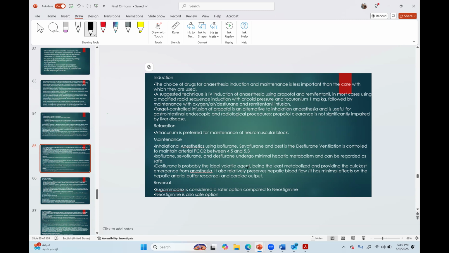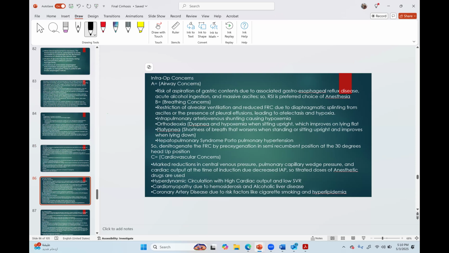Sugammadex is a safer option because it's inert. Okay. So, what else do you need to think about? Is there anything else in the anesthesia conduct I have missed? Please do let me know.